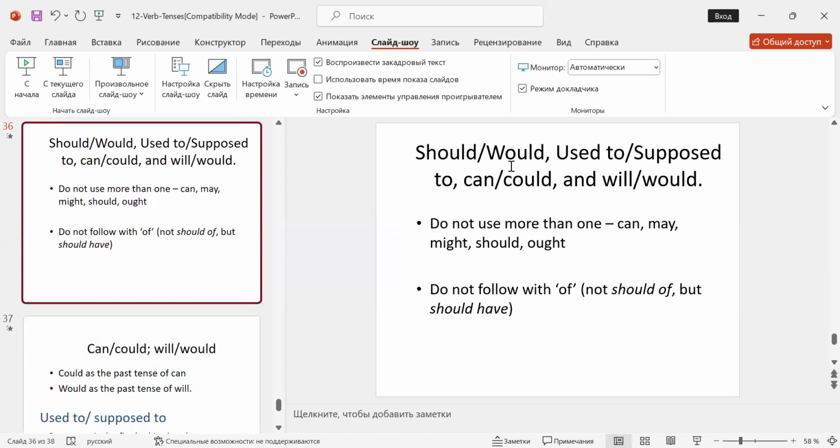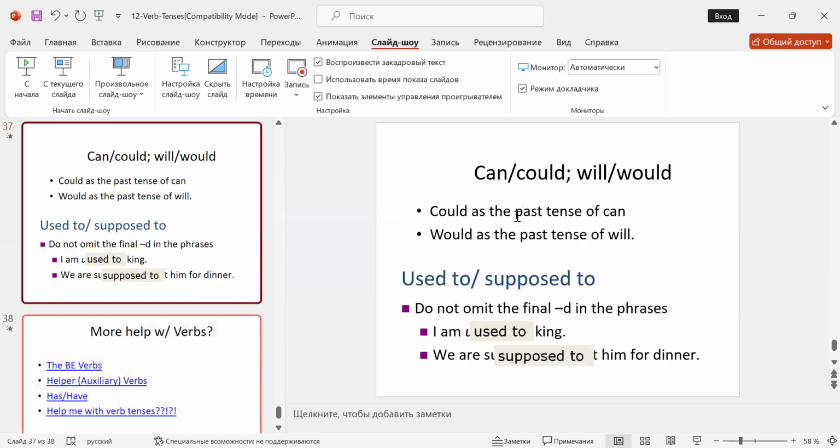Should, would, used to, supposed to, can, could, and will, would. Don't use more than one of can, may, might, should. Don't follow them with of. Could is the past tense of can, would is the past tense of will. Don't omit the final D in the phrases: I'm used to it. We are supposed to invite him for dinner.